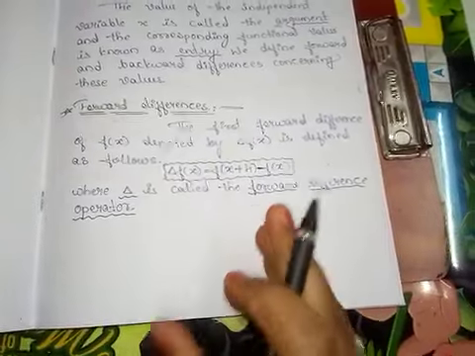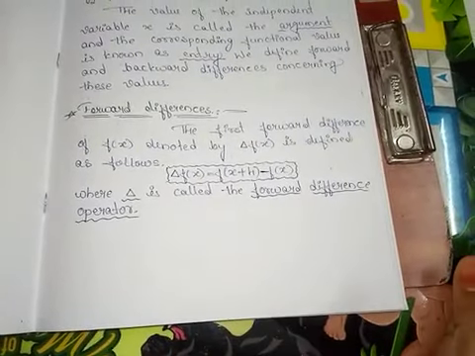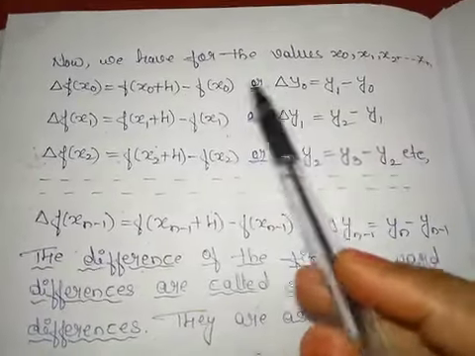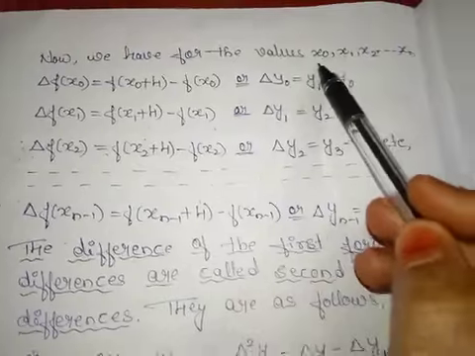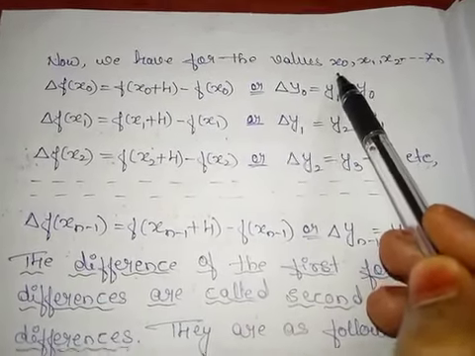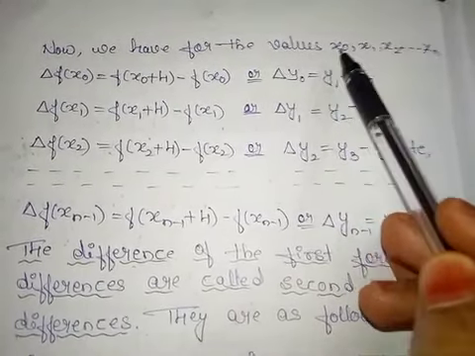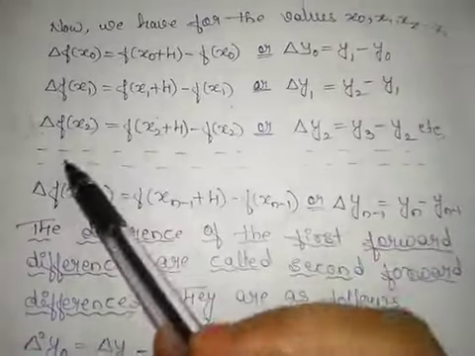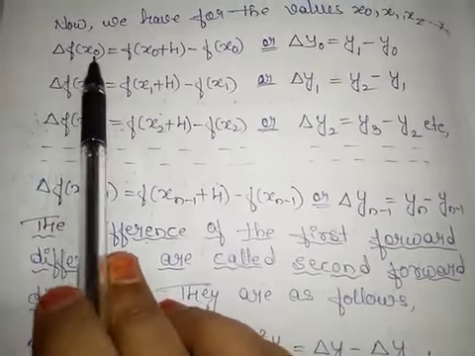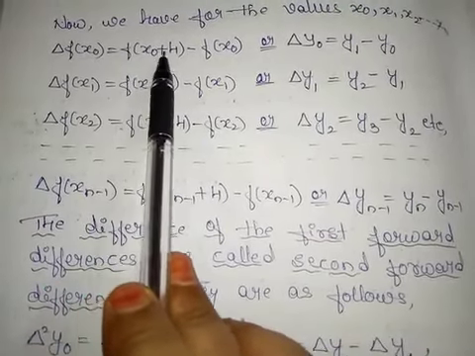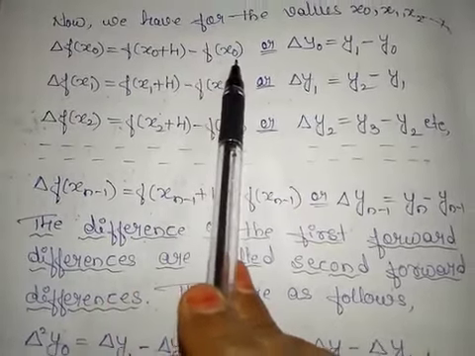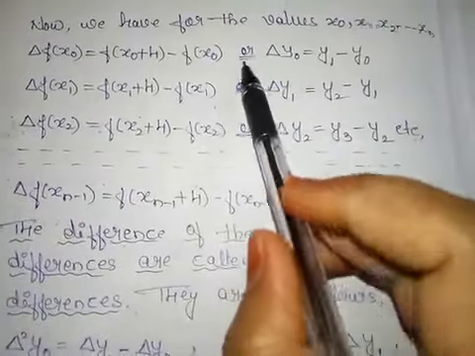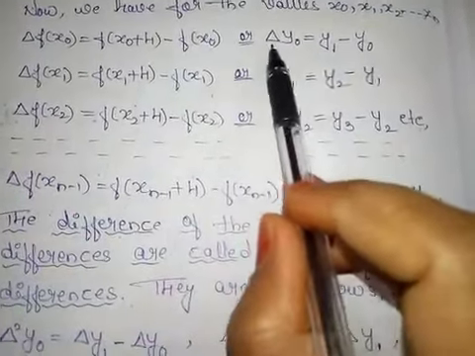Difference of succeeding number and the preceding numbers. Now, we will define the forward difference definition for the set of values of x. Here we are considering the set of values of x as x0, x1, x2 and so on to xn. First is delta f of x0 is equal to f of x0 plus h minus f of x0. This is the same as the example I have given earlier, which can be written as delta y0.